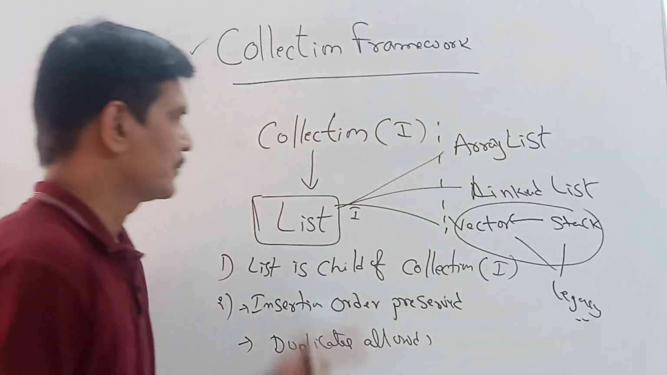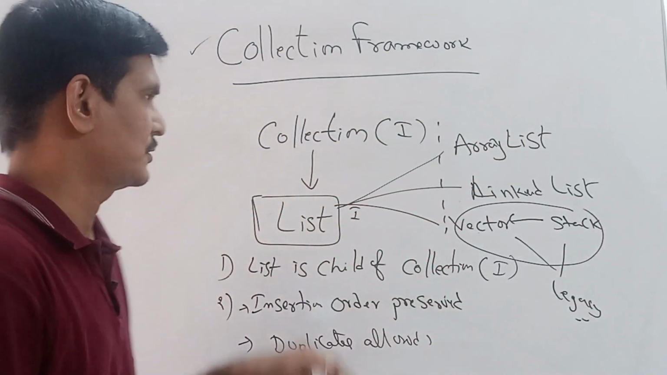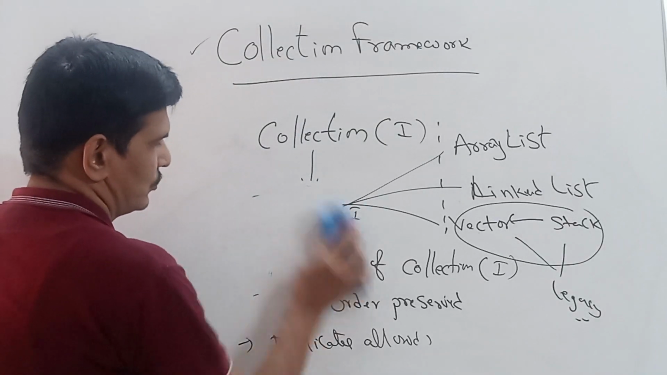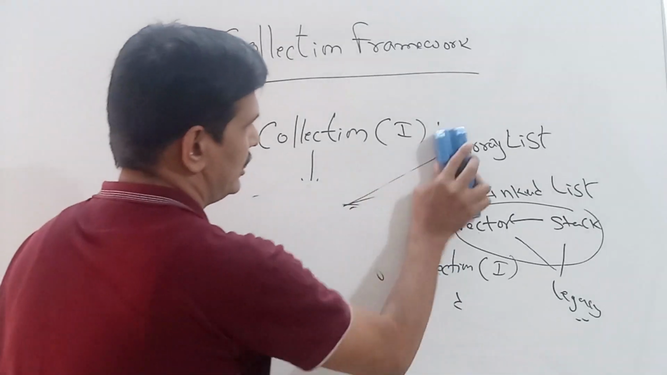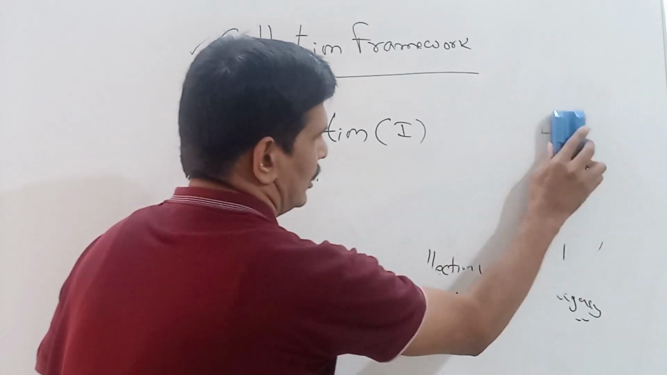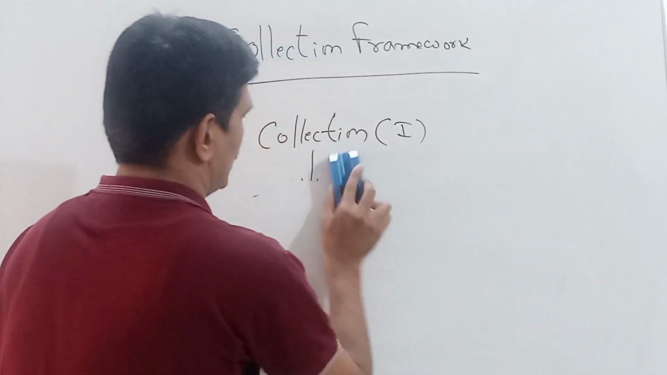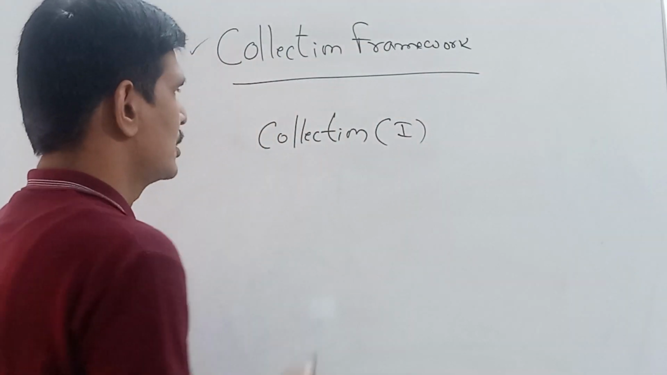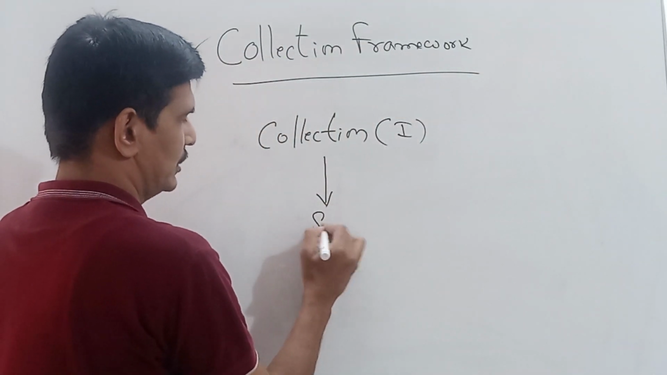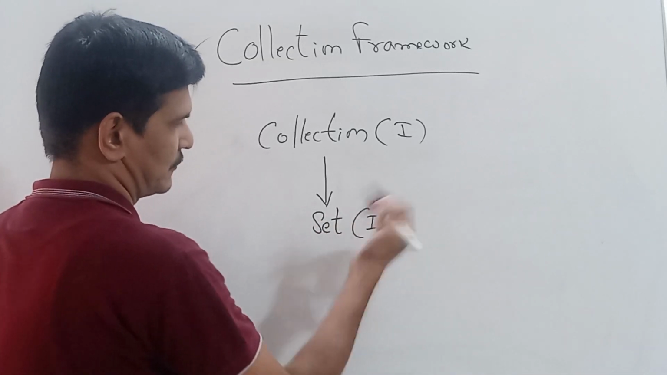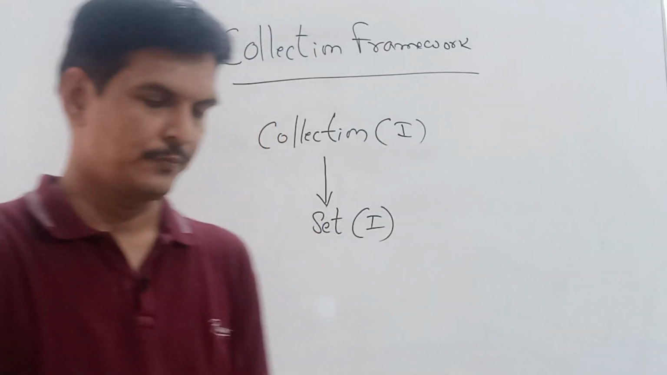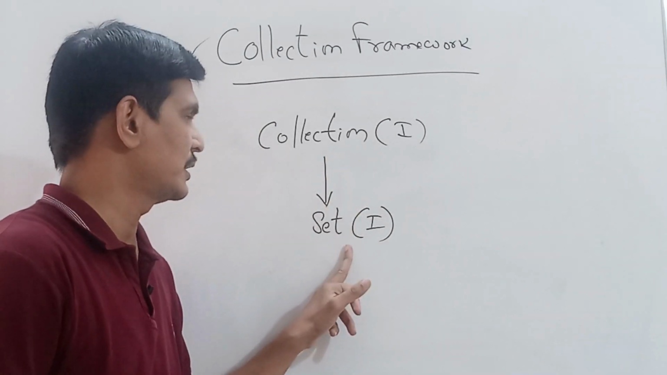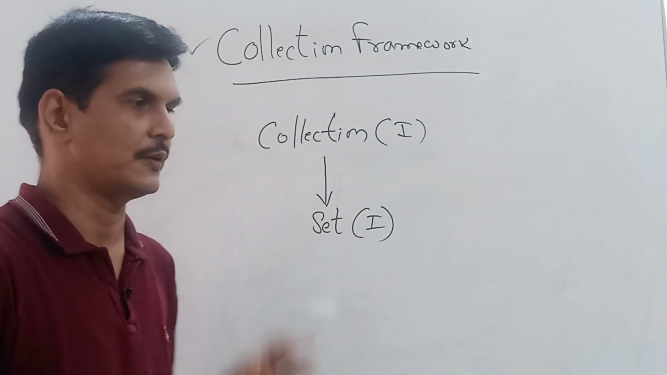Apart from the list interface, there are some other child interfaces of the collection interface. We have seen what the list interface is and when we need to go for it. Now I will talk about another type of collection, the set interface. The set interface is also derived from the collection. Set is also an interface, and it is again a child interface of the collection interface.